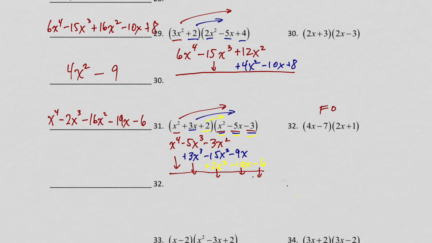This is a binomial times a binomial, so we'll FOIL. The first is 4 times 2, which is 8x squared. The outer is a positive 4x. The inner is a negative 14x. And the last is a negative 7. So this doesn't combine with anything. This and this add up to a negative 10x. And this doesn't combine with anything.